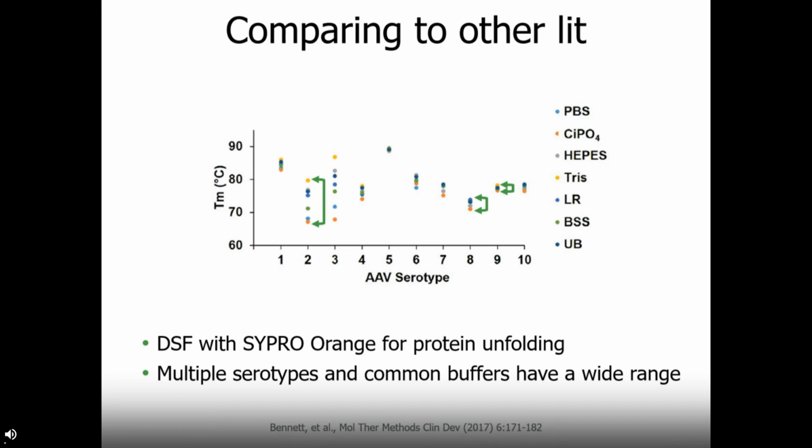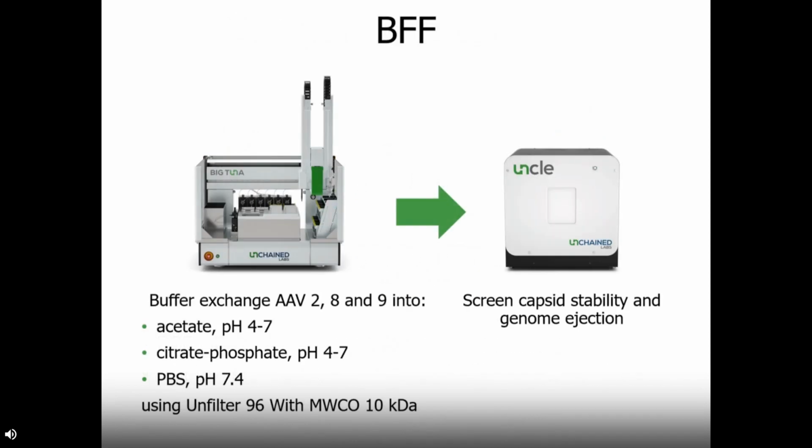So we'll be comparing our protein intrinsic stability to those different data points shown by Bennett. Okay, so to set this experiment up, what we did was use Big Tuna to buffer exchange those 3 serotypes, 2, 8, and 9, into a variety of buffers that spanned a variety of pHs. And we're doing this in a 96-well format plate with a 10 kilodalton molecular weight cutoff filter. So after that buffer exchange, we then read those samples on Uncle to screen for their impact on capsid stability and genome ejection.